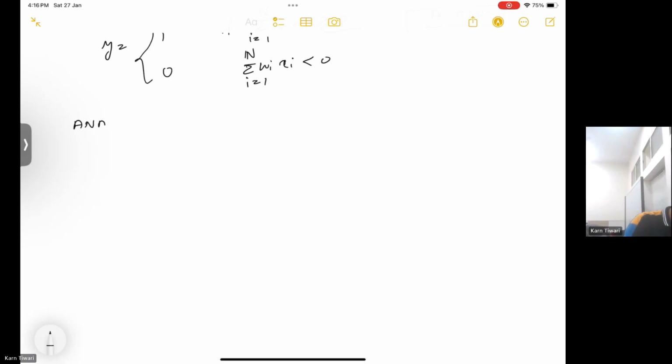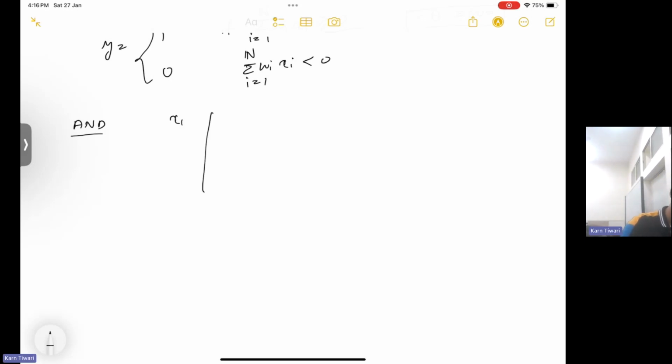AND gate we have. Basically we have two inputs, but you can generalize up to an arbitrarily large number of inputs, the same concept. In normal mathematical logic, when we are given two sentences and both of them are true, then only the whole AND statement is true. So that's the same thing.